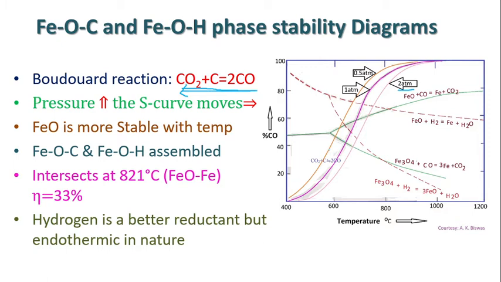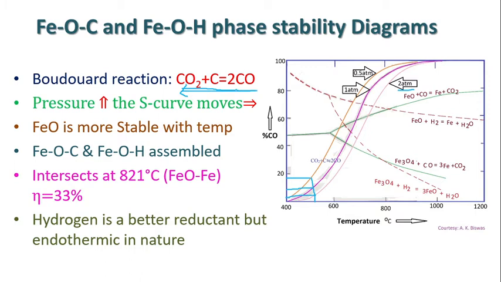Okay, so what does it mean actually? If we compare these lines, if we draw a vertical line in the temperature zone, let it be 500 degrees centigrade, then we can see that at lower pressure, that means at 0.5 atm, the amount of CO is much higher than that at 1 atmosphere or 2 atmosphere pressure also.